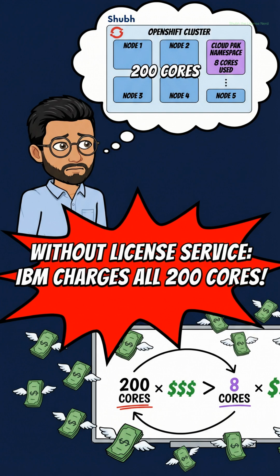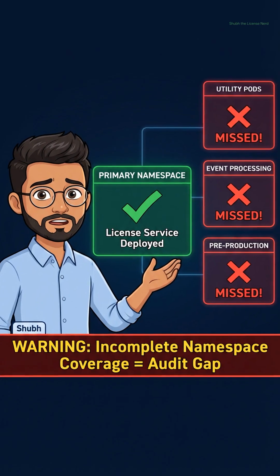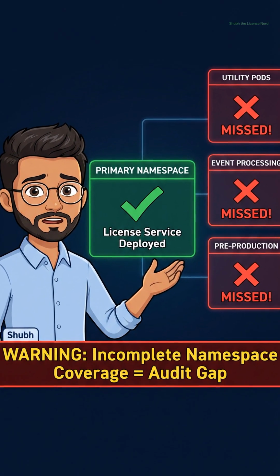What does full capacity mean in a container world? It means IBM charges you for every single core in the entire OpenShift cluster, not just the cores allocated to your Cloud Pak namespace. If your cluster has 200 cores across all nodes, and you forgot to install license service, IBM can claim you owe licenses for all 200 cores.